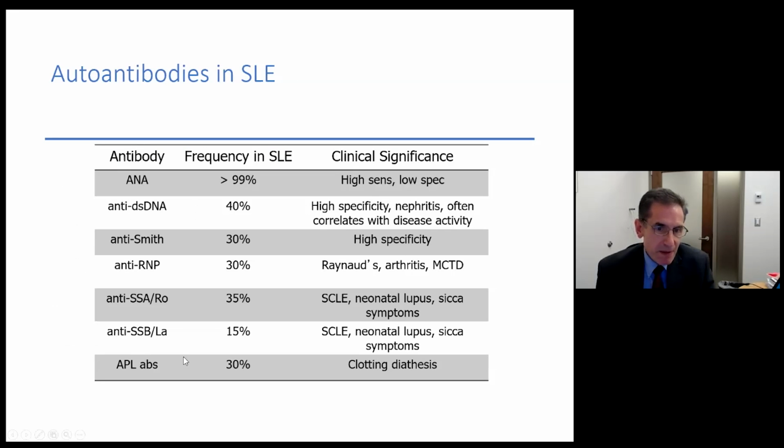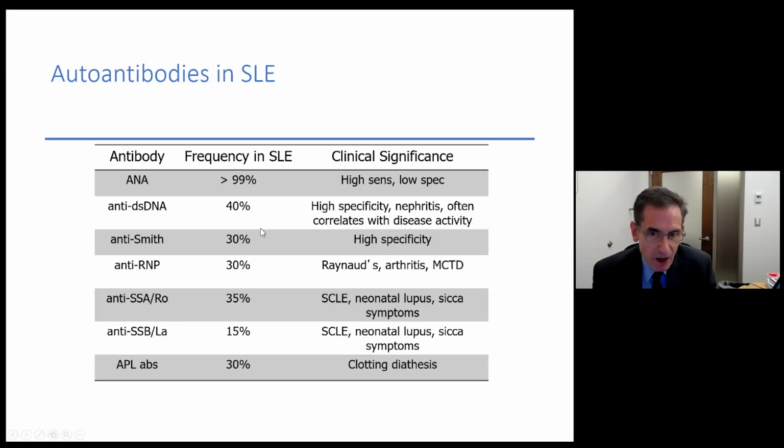Here are some of the antibodies that have been already outlined that can occur in lupus. So the ANA is positive in virtually every patient with systemic lupus. If a patient is ANA negative, the suspicion for lupus drops dramatically, and the risk and association of lupus in a patient with an ANA that is negative is extraordinarily low. So that's an important thing to remember. Virtually every patient with lupus has a positive ANA.